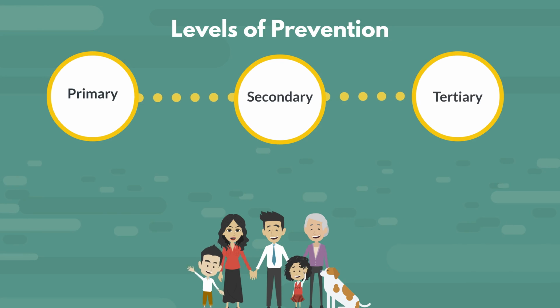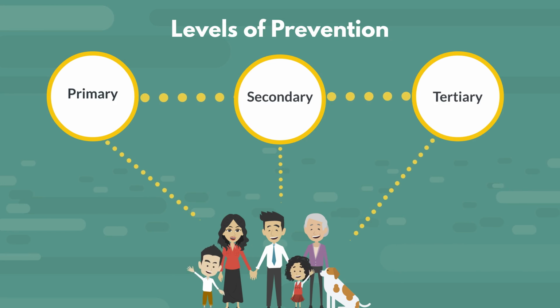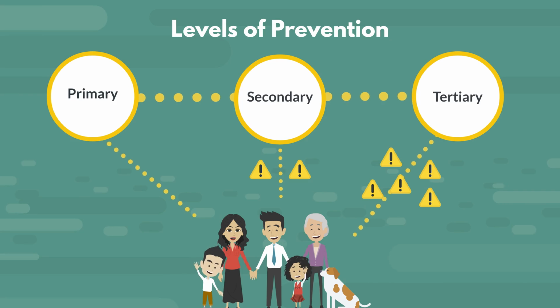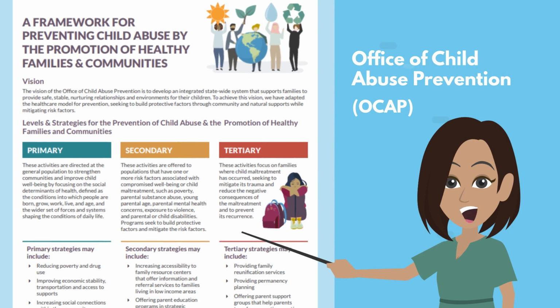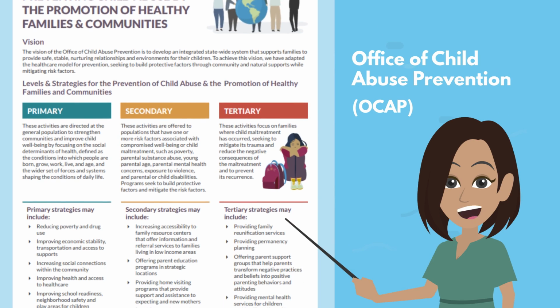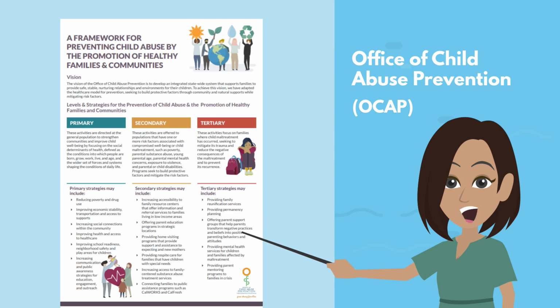In this framework, we can think of prevention activities as a continuum where families may benefit from services at more than one level of prevention. The presence or possibility of risk factors helps to determine which level of prevention may be needed to best support and strengthen the family. The Office of Child Abuse Prevention, OCAP, has developed a resource that outlines this framework for preventing child abuse and shares activities and strategies for each level of prevention to reduce the likelihood of child abuse and promote healthy families and communities.